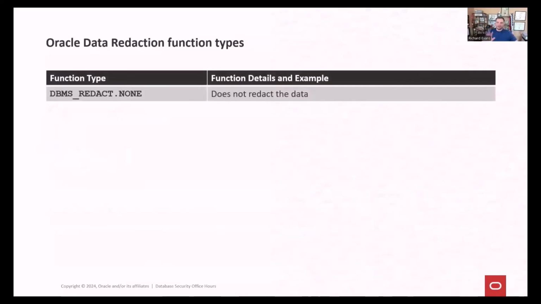We can put in none. That doesn't do us much good, but it does help you get started with your policy creation if you want. It doesn't redact any data. So it goes through the process, but doesn't actually redact any of the data. The next one is nullify, right? So if we want to redact 1, 2, 3, 4, 5, it'll redact it to null.